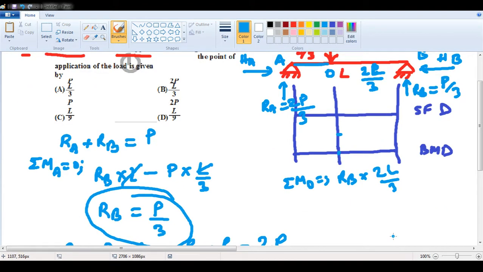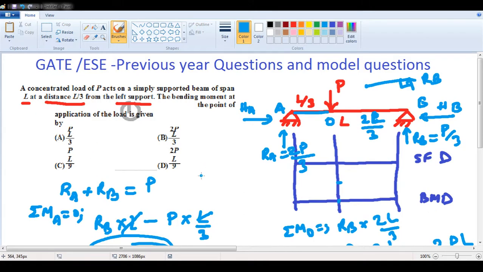What is the value of RB? RB is P by 3 and this length is 2L by 3. So this is 2PL by 9. So the option is the last one, 2PL by 9, correct? This is how we solve the question. This was again a previous year GATE question. This is how one has to approach. I hope this is clear to all.